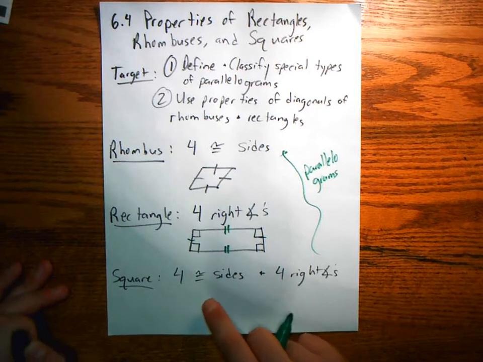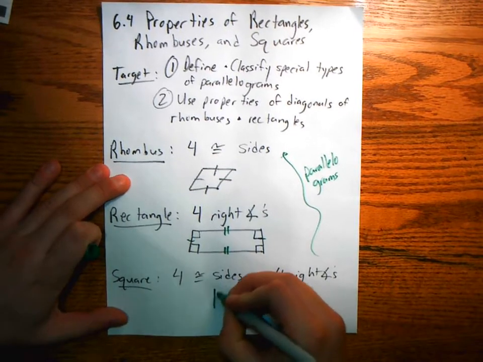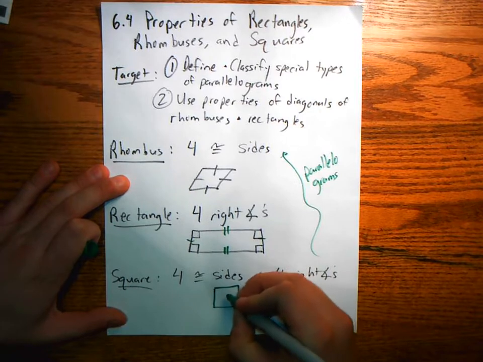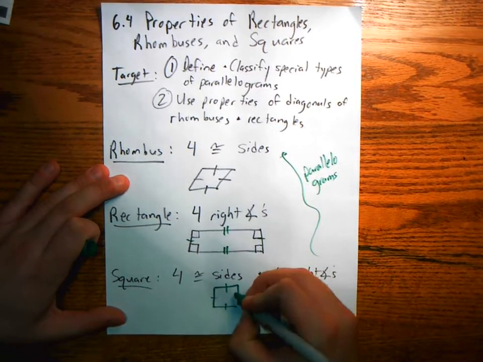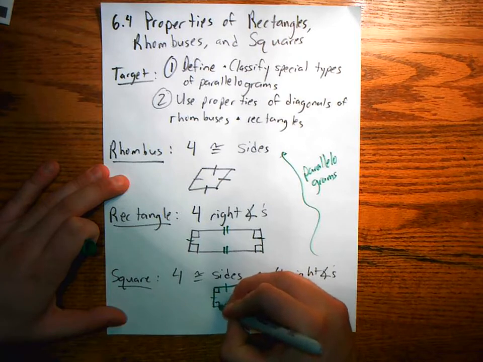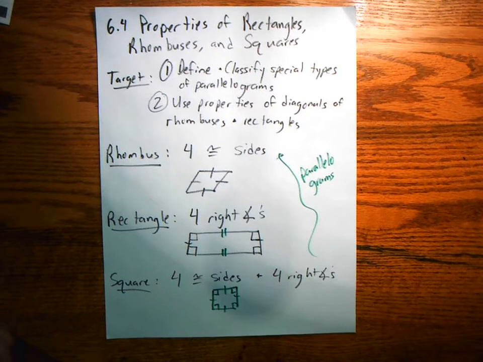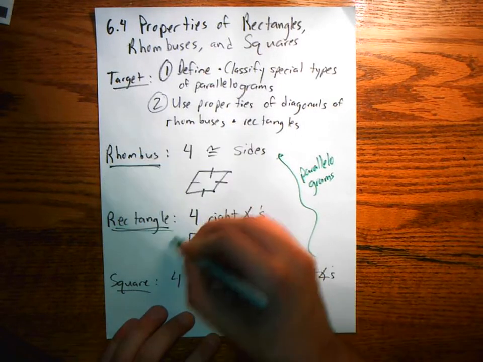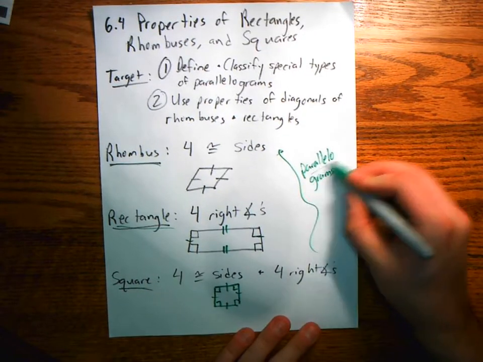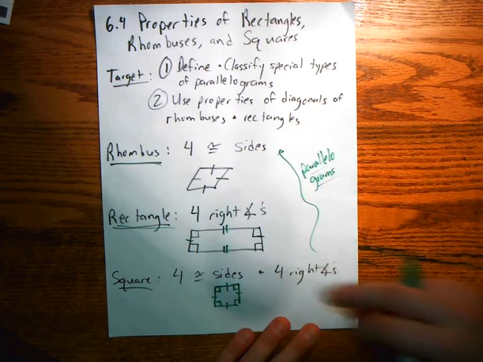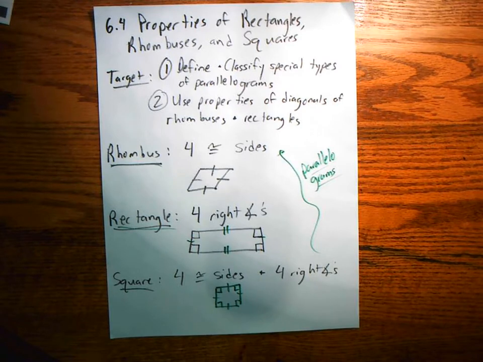And then a square has four congruent sides and four right angles. So think about it as a combination of a rhombus and a rectangle. You have four congruent sides from the rhombus and then the four right angles from a rectangle. And that gives you a square. So that's going through the first learning target, classifying the special types of parallelograms, more specifically the rhombus, rectangle, and square. They are all parallelograms, and they just have a few extra criteria as far as the congruent sides and right angles.